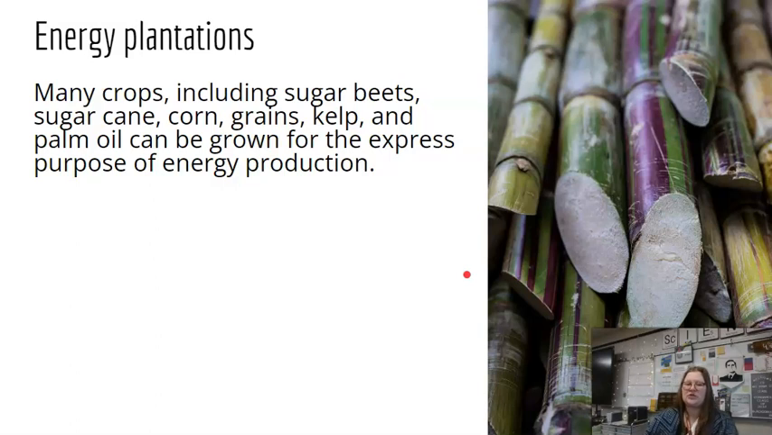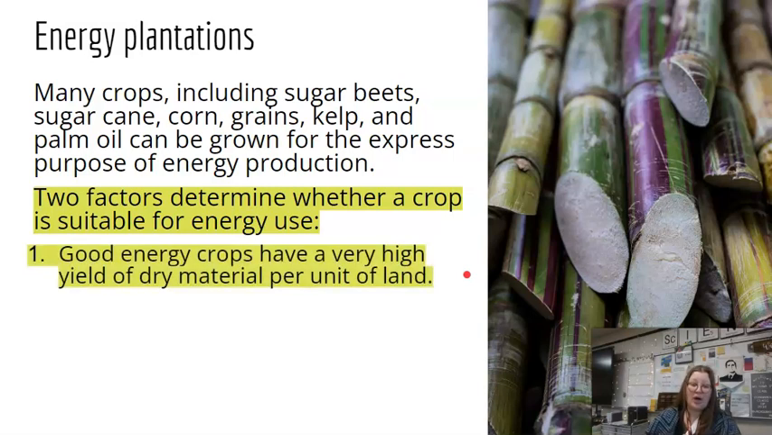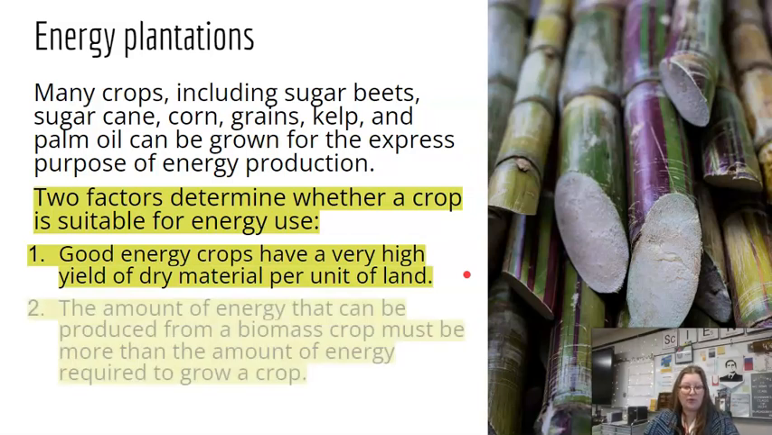There is such a thing as energy plantation. So many crops, including sugar beets, sugarcane, corn, grains, kelp, and palm oil, can be grown for the express purpose of energy production. So we are growing them to theoretically burn them in some cases. So two factors to determine whether a crop is suitable for energy use. One, good energy crops have a very high yield of dry material per unit of land. So we're going to get a lot of something to burn for how much we're growing.